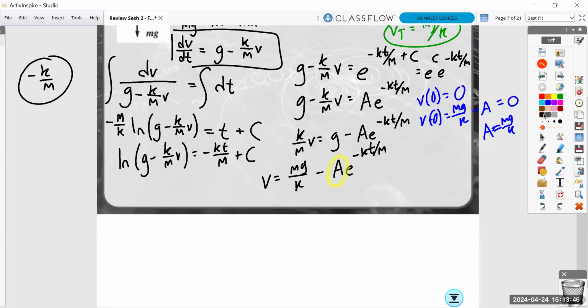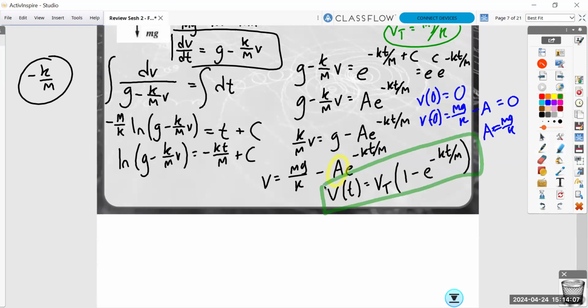And so what we get for our velocity function here is v of t is going to be our terminal velocity times 1 minus e to the negative kt over m, which is very similar to our RC circuit expression for a charging capacitor. It's that same 1 minus e behavior.